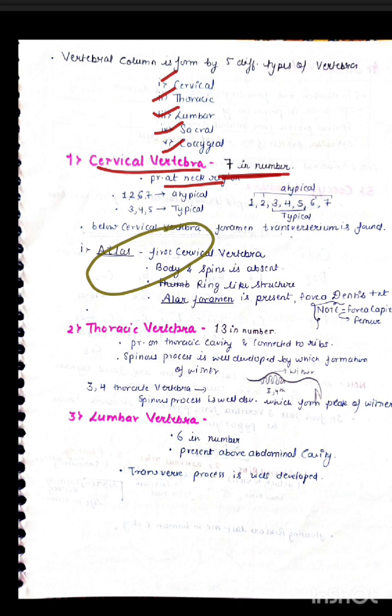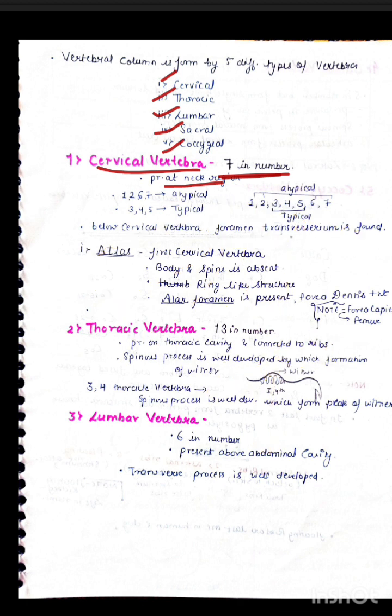This is our skull. This is the mandibular region. Here the cervical vertebrae are present, 7 in number, near the neck. The first one is known as the atlas. The second one is known as the axis. So these are the bones which are present after the skull.